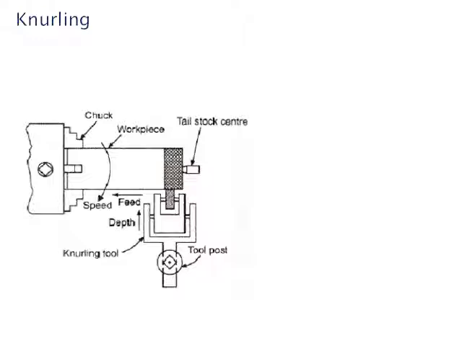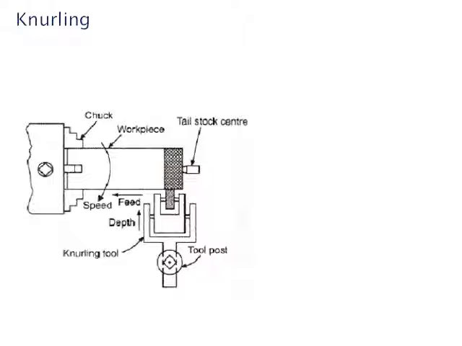Next, you can go for the knurling operation. What is knurling? What is the use of the knurling operation? So you can see this is a workpiece. This one is a chuck, headstock. It is rotating. The tailstock supports the other end. The main function of knurling is gripping, with the help of a knurling tool.